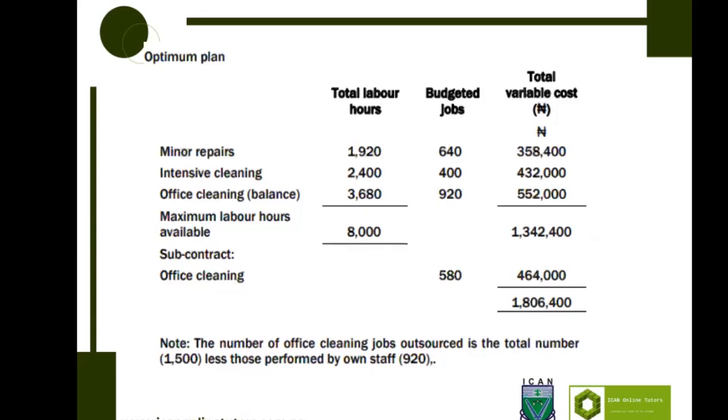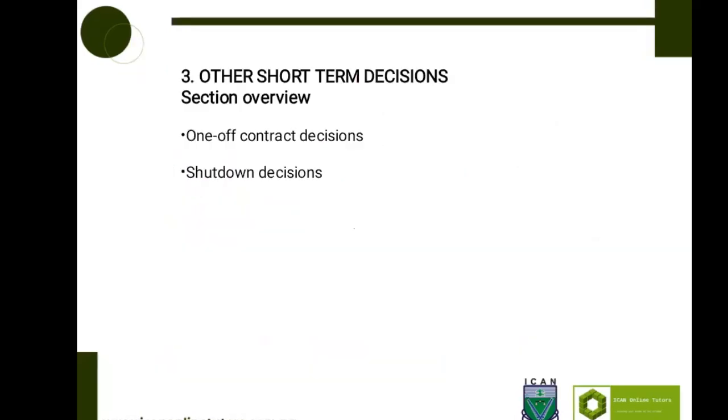So the subcontract office cleaning for subcontract is 580. You should now have it as 464,000. Cleaning can actually outsource office cleaning 580,000 as 464,000. So adding both of them, we have 1,806,400.